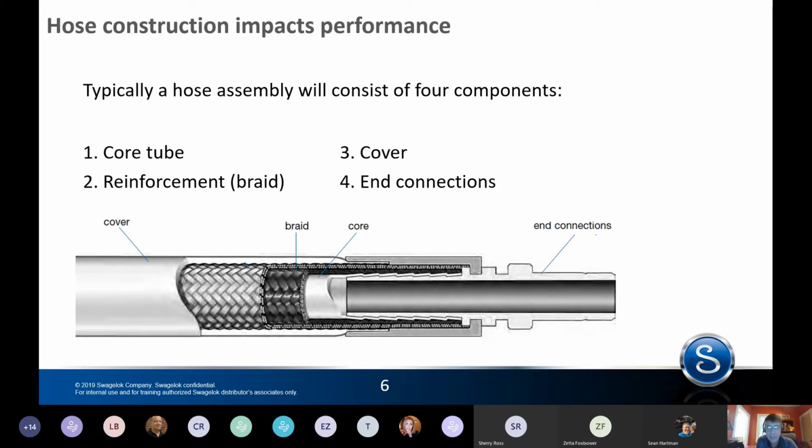That end connection needs to have a 4-to-1 burst rating, so up to 12,000 psi, without separating from the hose, just from that squeeze. We always want the hose to actually burst and not the end connection. It's a safer failure mode, and so that end connection needs to withstand 12,000 psi in this particular case.